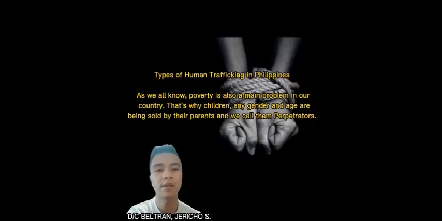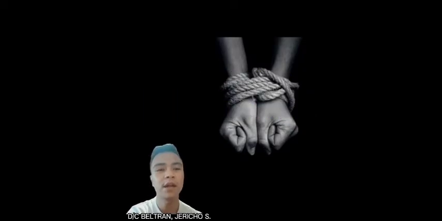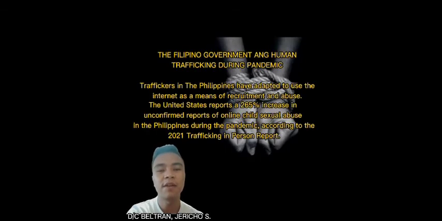Types of human trafficking in the Philippines. As we all know, poverty is the main problem in our country. That's why children, of any gender and age, are being sold by their parents, and we call them perpetrators. Because of fear and lack of freedom of speech, those children are unlikely to speak out. In addition, the labor code in the Philippines allows parents to decide if their children can work before they turn 15. That's why we can see some children working at a young age, being recruited as child soldiers and in girl sexual slavery.